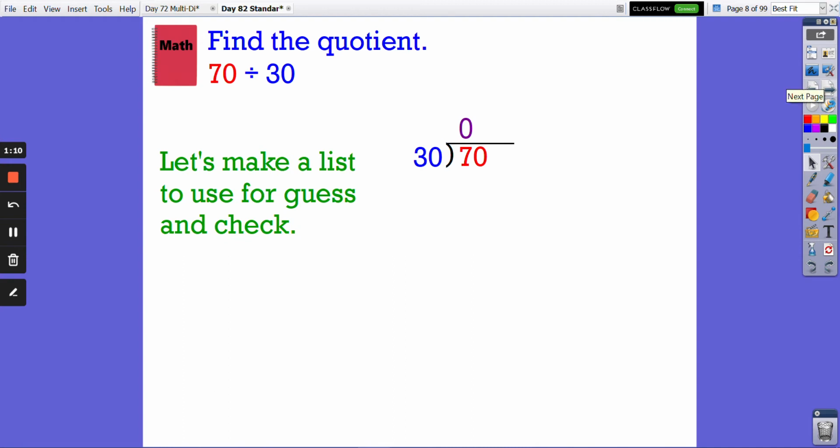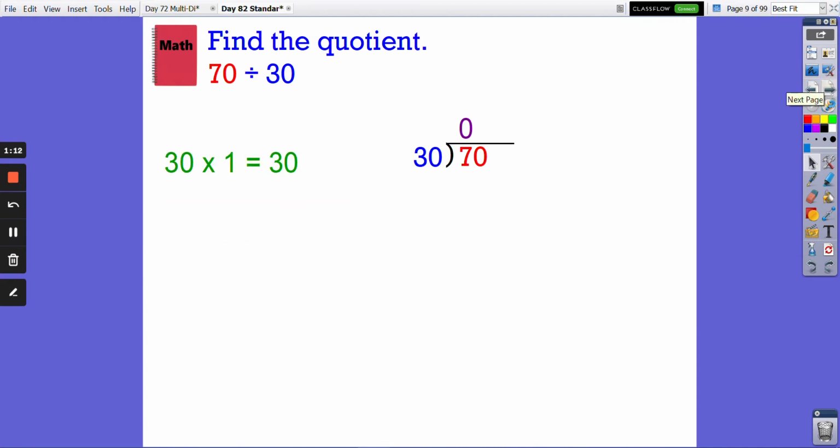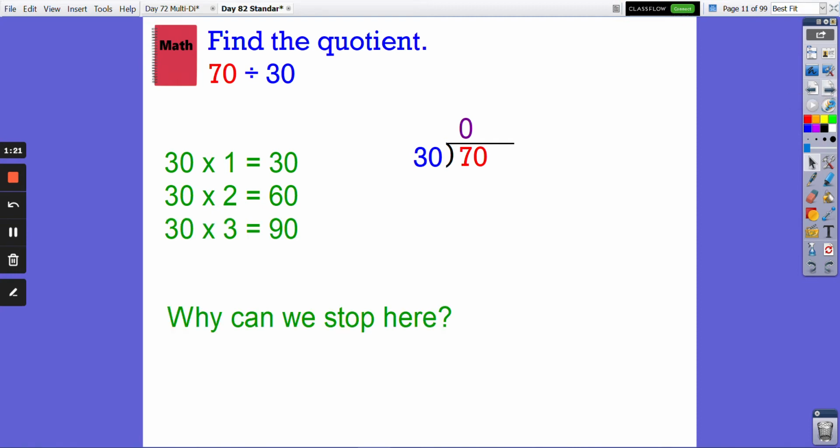Let's make a list to use for guess and check. So 30 times 1 is 30. We can keep going. 30 times 2 is 60. Let's try one more. 30 times 3 is 90. Can we stop here? Yeah, because 90 is bigger than 70. So what number do we use? 2 or 3? We need to use 2 because 3 goes over. The answer is bigger than 70. So we need to use 2.